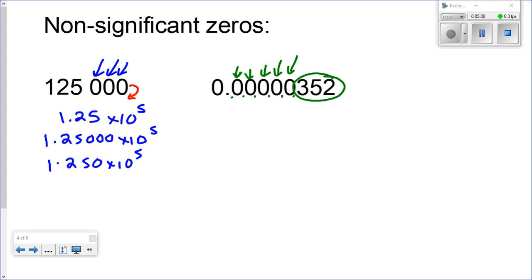On this side, same thing, 3.52 times 10 to the negative 2, 3, 4, 5, 6 is the same number, but all those zeros vanished because they're only placeholders. So they're not significant. So this has 3 significant digits in it. This also has 3 significant digits in it.